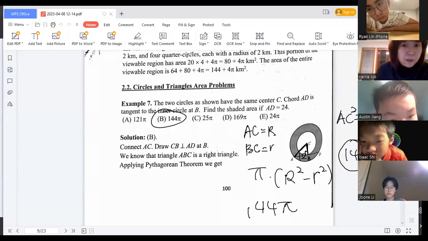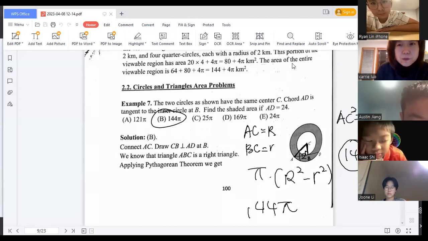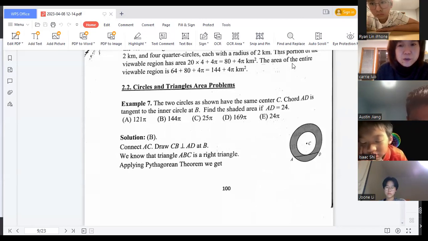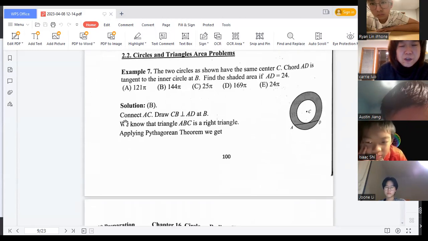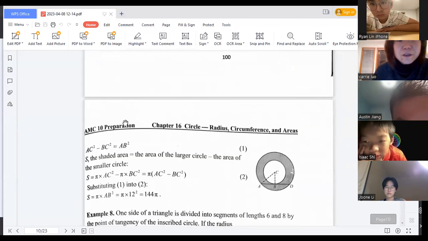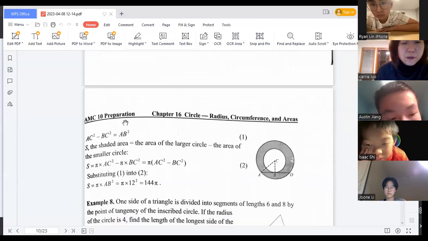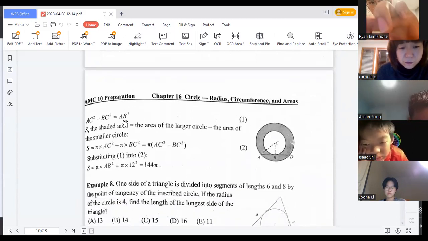The answer is directly. Okay, so if we really want to find out each of the radius, the bigger circle's radius or the small circle's radius, we actually don't have enough information to calculate it, but we can find out the square root of them. Okay, so let's take a look at this one.